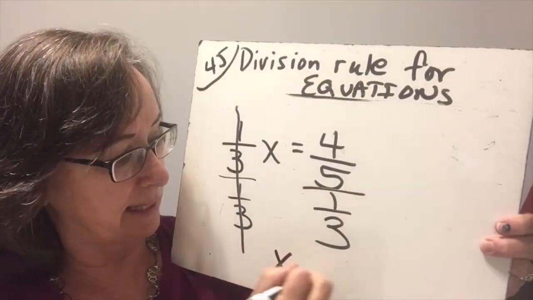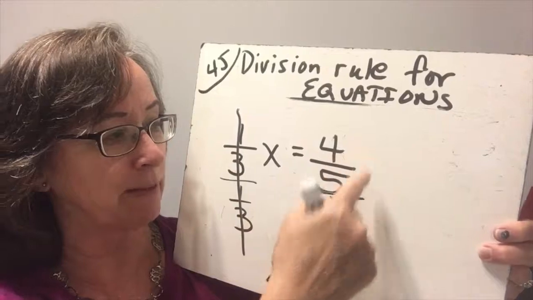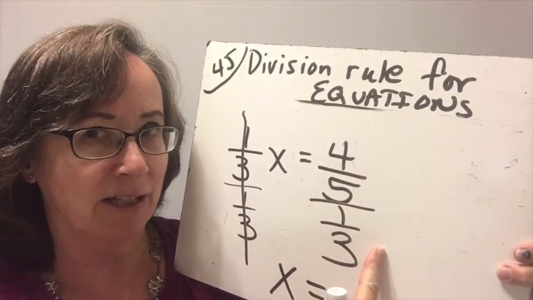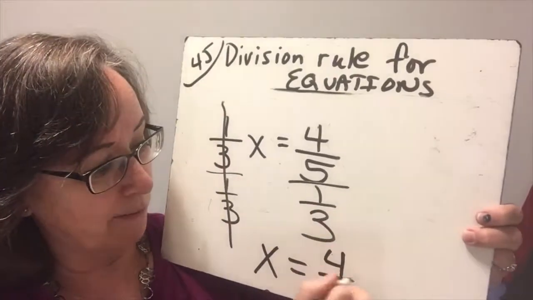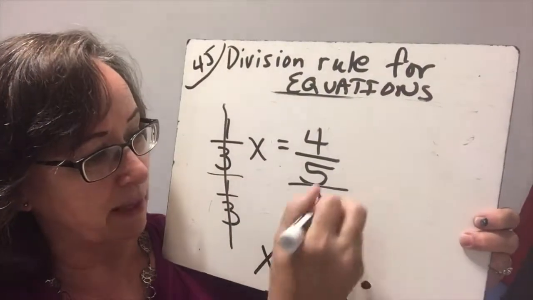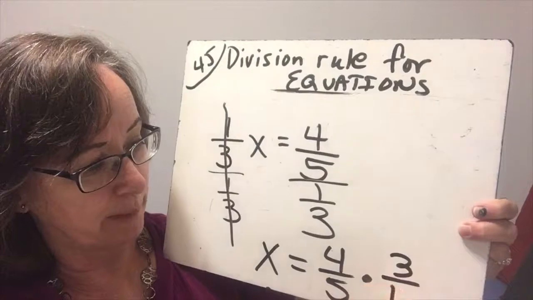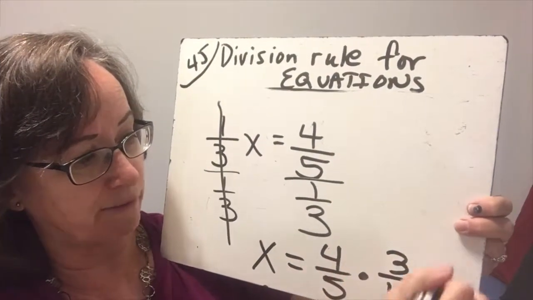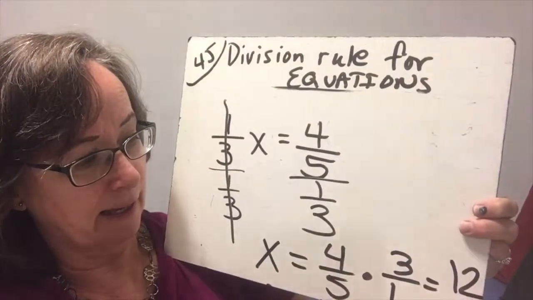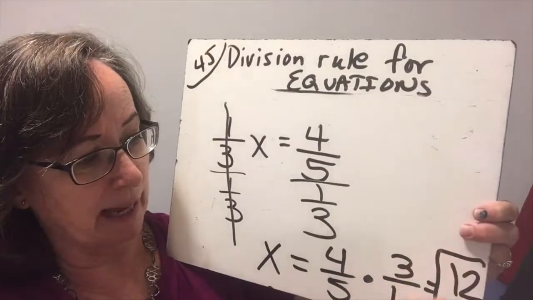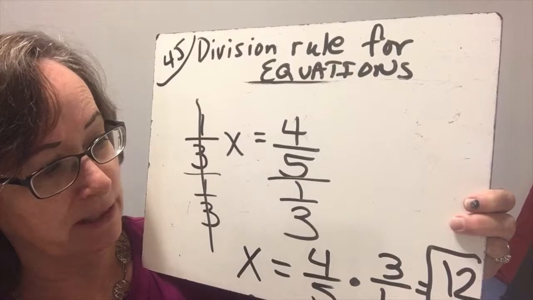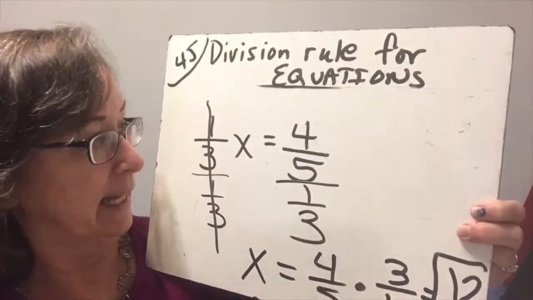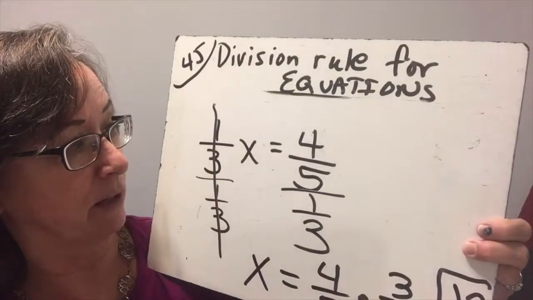Now x is also equal to, remember, division by a fraction is multiplication by its reciprocal. So we have 4/5 times 3/1. So the answer is 12/5. And remember, we're allowed to have improper fractions now. So 12/5 is the answer. And when we plug it back in, it works back into the equation.